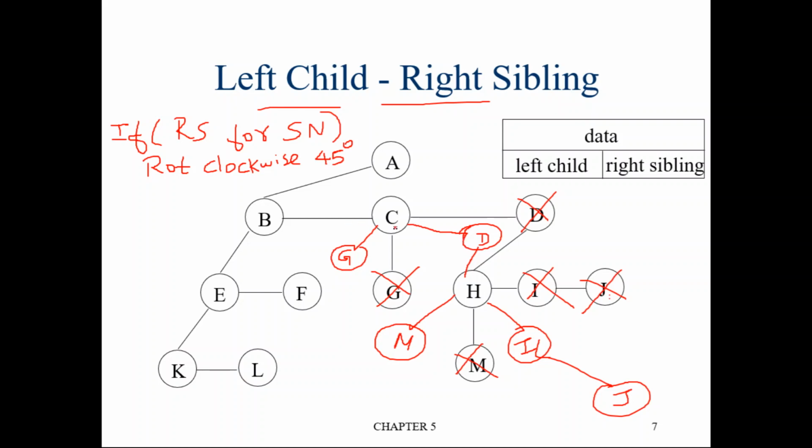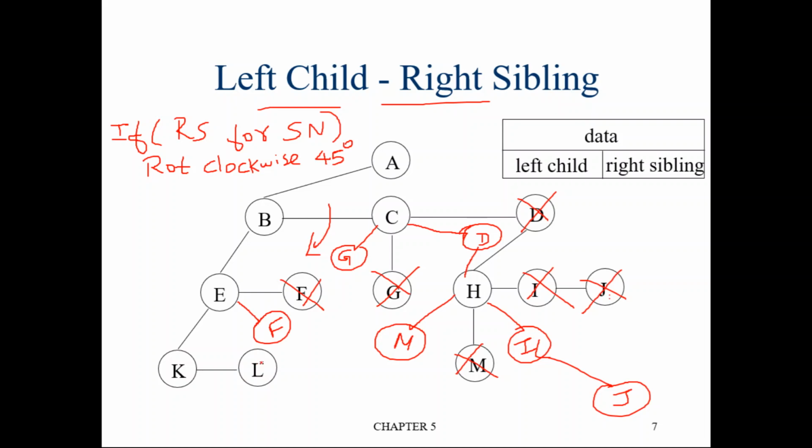Now you see, is C the right sibling of someone? Yes, C is the right sibling of B. Then what will happen? C will come here. So this entire thing will be rotated. As there is no space, I am not drawing this. So this entire sketch will be rotated clockwise by 45 degrees, and C will become the right child of B. Then check F. Is F the right sibling of someone? Yes, F is the right sibling of E. So rotate it by 45 degrees, so F will come here. So no more F is here.